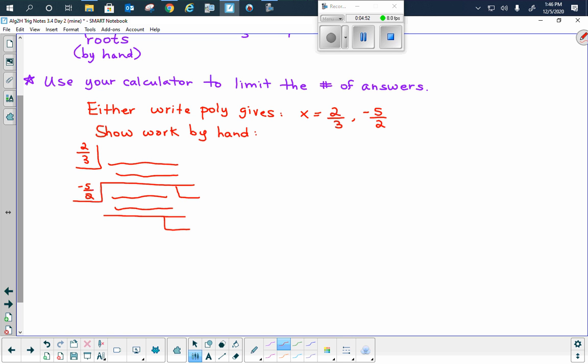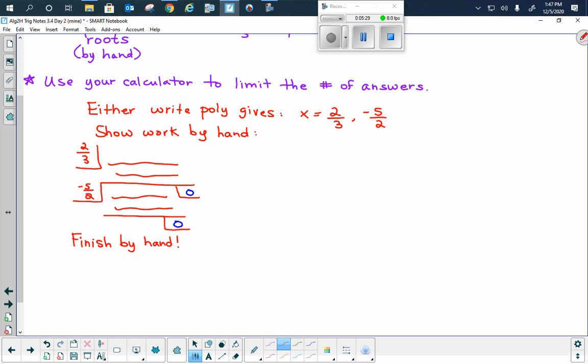Your whole goal, guys: you used the calculator to limit it down so that you knew these two were pretty likely going to work. You verified it because you made sure that these remainders ended up 0. And then hopefully at this point, you're either down to a quadratic or a quadratic type where you can factor it the rest of the way by hand. So we're letting you use your calculator to limit the number, but you're still showing me everything by hand.